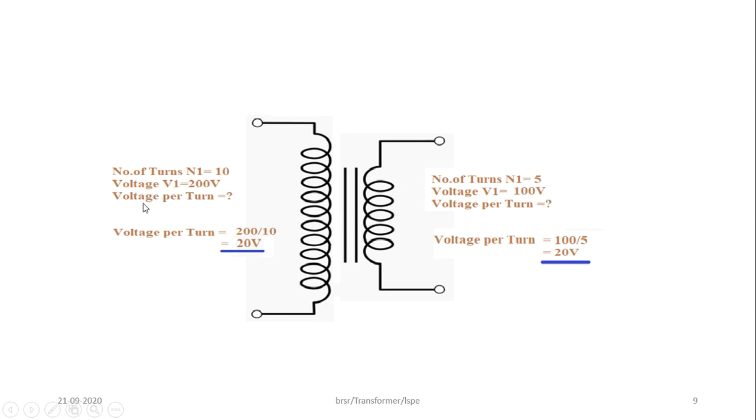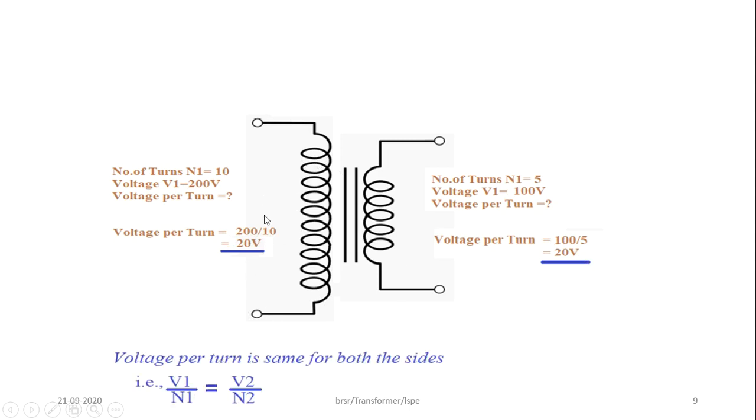We can find out what is the voltage per turn. Giving 200 volts for 10 turns means each turn is capable of taking 20 volts. The secondary side, if we see, we are getting 100 volts with 5 turns. So here also the voltage for one particular turn is 20 volts. In other words, the voltage per turn is the same for the primary winding as well as the secondary winding.